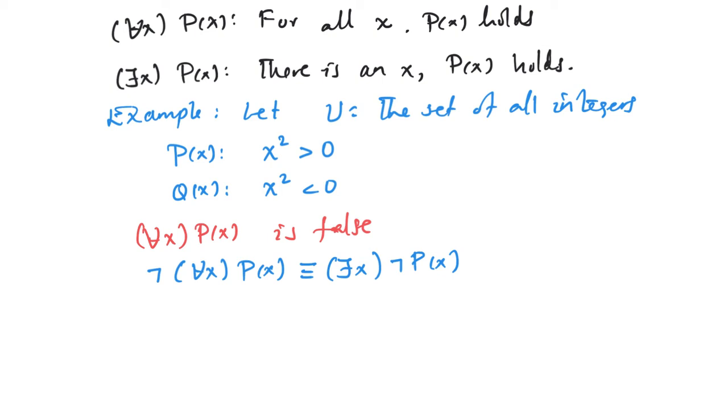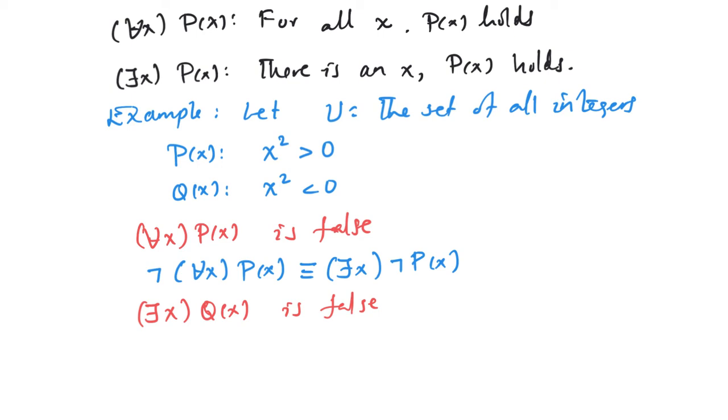Similarly, if I take for some x, q of x, this statement again is false because you can't find a single element from this set such that x squared is less than 0. Even 0 is not less than 0. For other numbers, it's obvious. Therefore, there is an x, q of x is false, because we fail to get a single element where q of x is true.